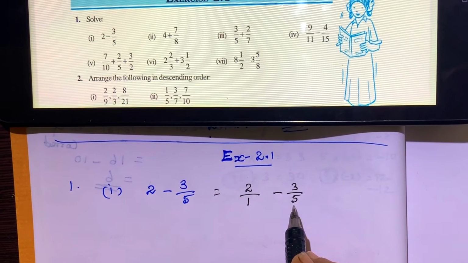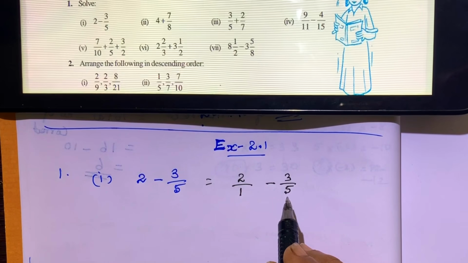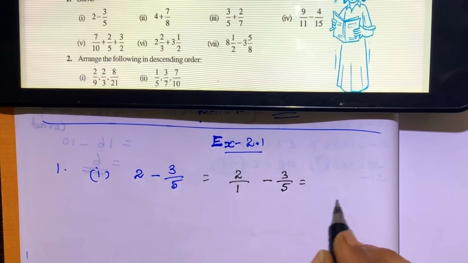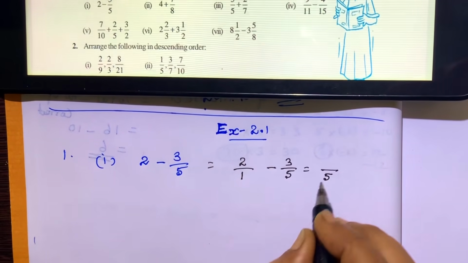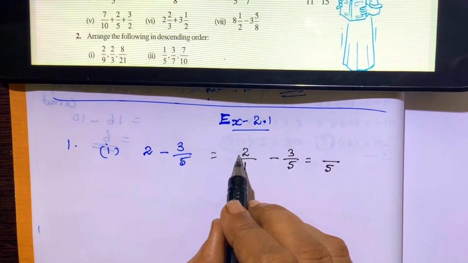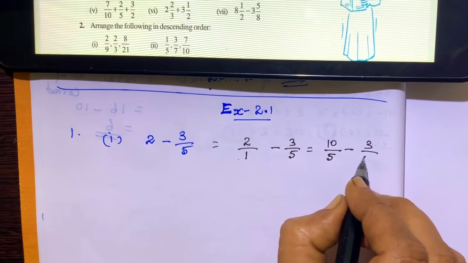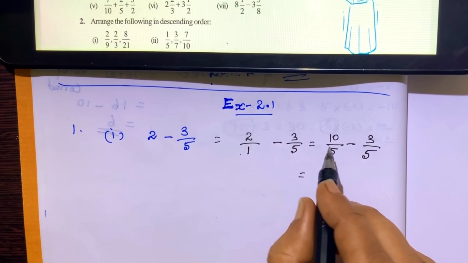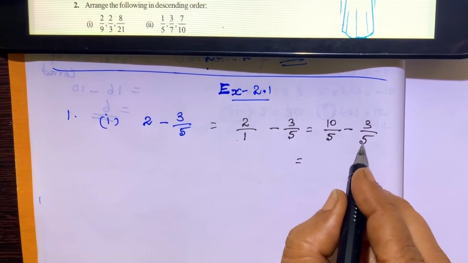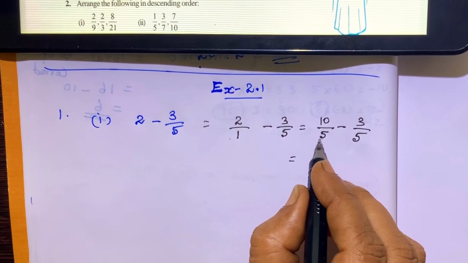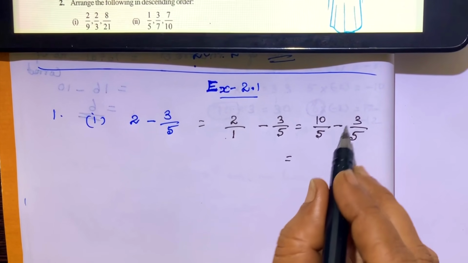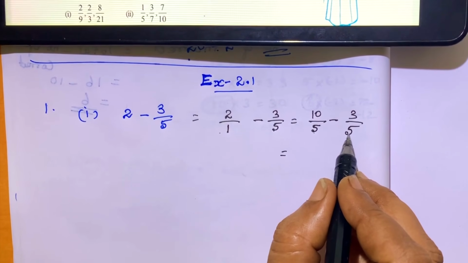We have to make a common denominator by LCM. So LCM is 5 only. So here 5. 1 into 5 is 5. So 2 into 5 is 10. Minus 3 by 5 itself. So is equal to 10 minus 3, the denominator is common. Now you just see here, 10 by 5 minus 3 by 5, both are like fractions.